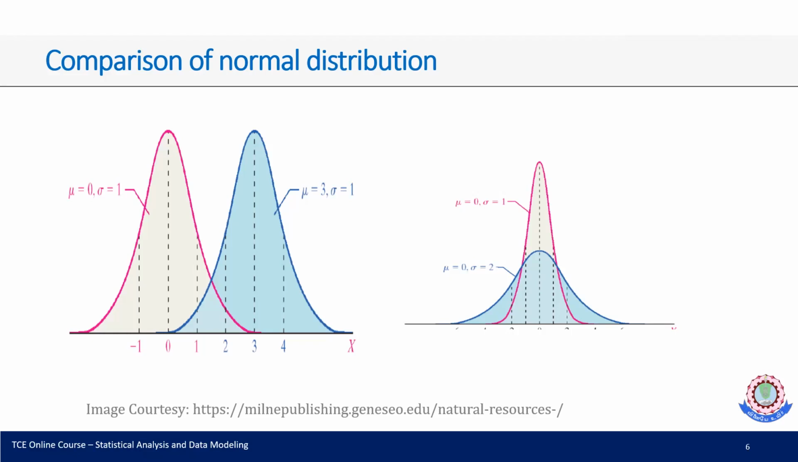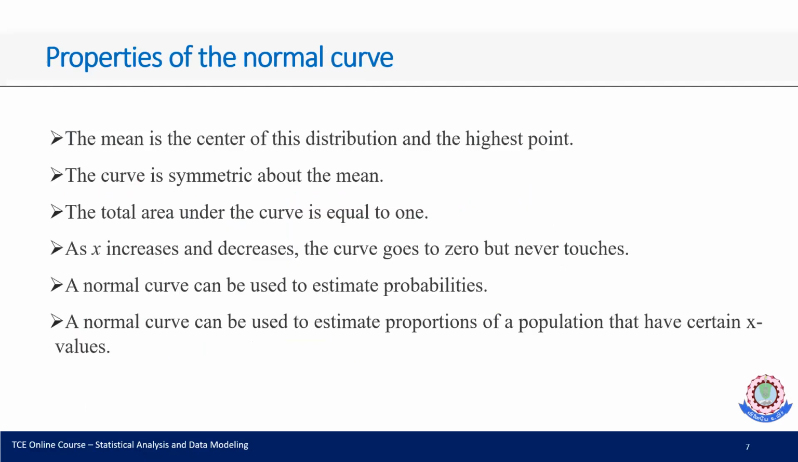The pink curve has a smaller standard deviation, so the curve is narrower and taller, and the probability is spread over a small range of values. The blue curve has a larger standard deviation, so the curve is flatter and thicker at the edges, and the probability is spread over a larger range of values.